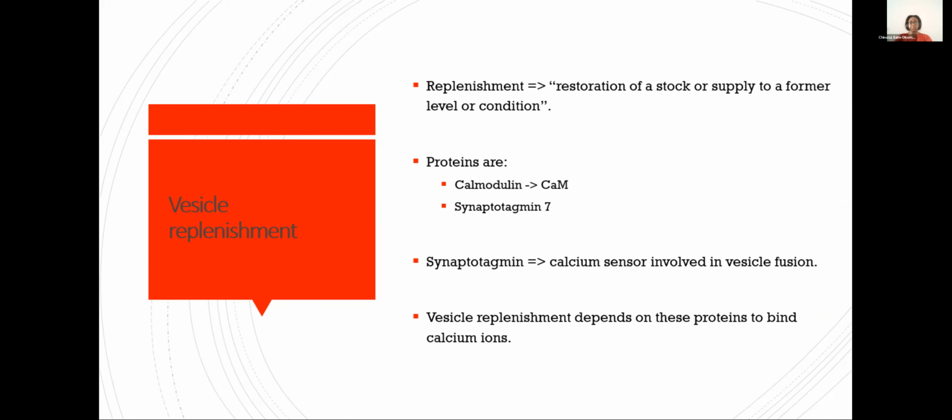So vesicle replenishment depends on calcium ions, and this influx of calcium ions is regulated by the membrane potential. So what happens after vesicle fusion is that the neurons must replenish their stock so that they can be ready for the next action potential. And the replenishment process is known to involve a fast calcium-dependent pathway and a slow calcium-independent pathway. A protein called calmodulin, which binds calcium ions, is important in this calcium-dependent pathway.